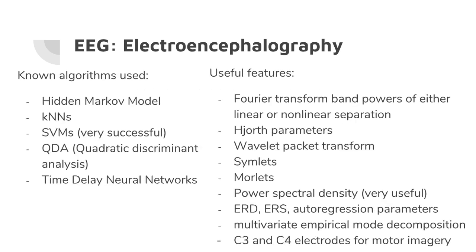So there's a number of different known algorithms that have been used and some important features for EEG. A hidden Markov model has been used for sequence prediction to try to guess what someone might be thinking. KNNs, SVMs, QDA, and TDNNs have been used to do classification and regression of EEG.